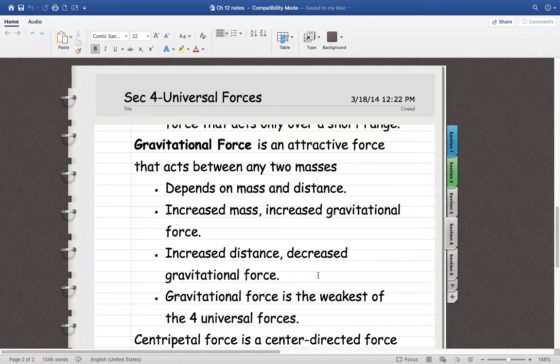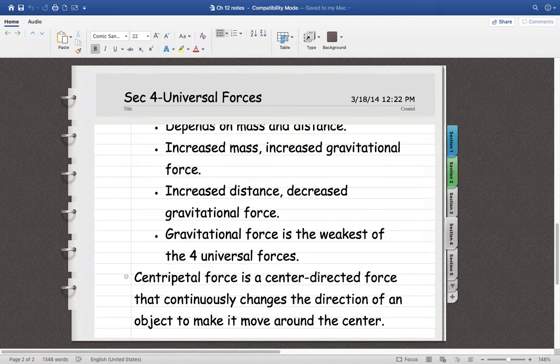Out of the 4 universal forces, gravitational force is actually the weakest because, like I said earlier, even you and another person have gravitational force with each other, but we don't notice it because the gravitational force is so weak. When you are standing in a tree, you're not being pulled down. When you jump off, you're being pulled down, but you don't feel it. So this is why gravitational forces are the weakest.